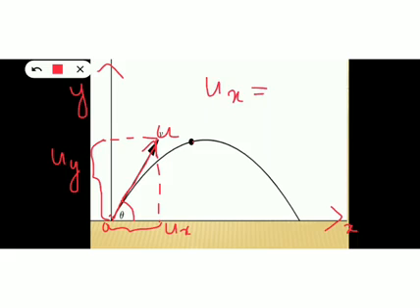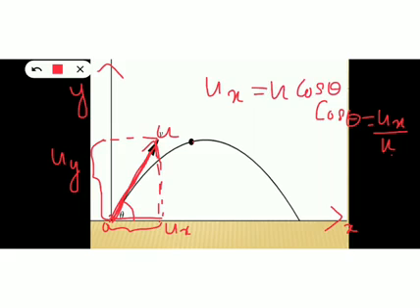Okay, if you consider the right angle triangle, see, this forms a right angle triangle, isn't it? So which is the adjacent side of this right angle triangle? Ux. And which is the hypotenuse? Hypotenuse is vector u. So find out cos theta. What is cos theta? Cos theta is adjacent side by hypotenuse. Adjacent side is ux, hypotenuse is u. So ux will be equal to u cos theta. So what is ux? Ux is u cos theta.